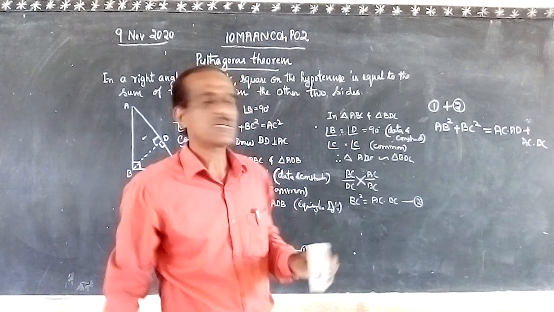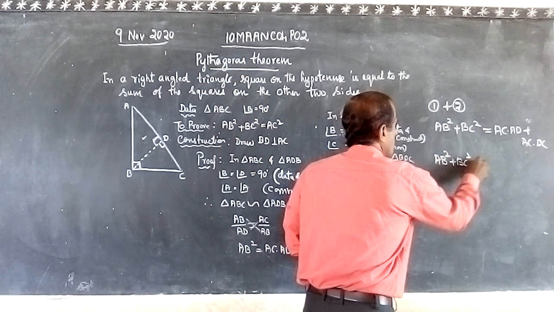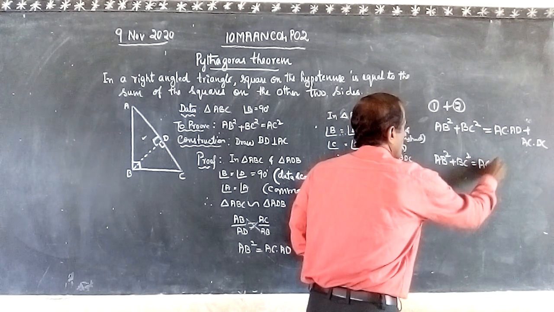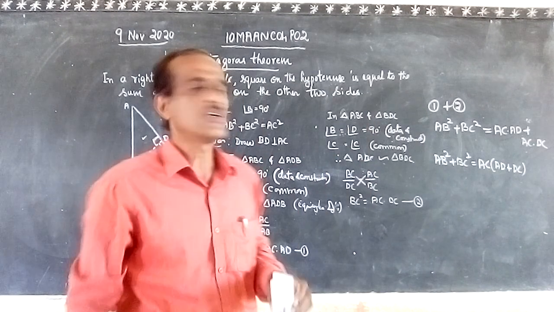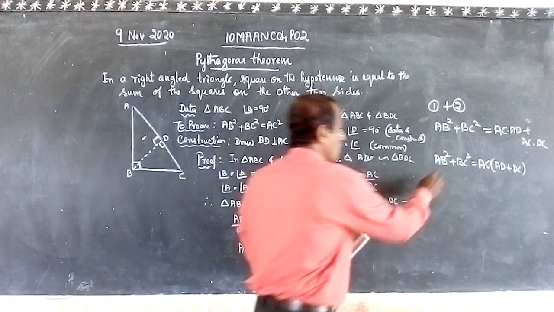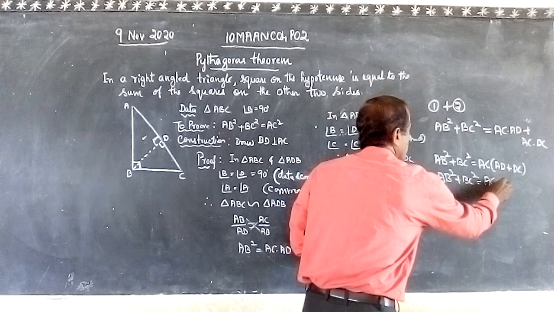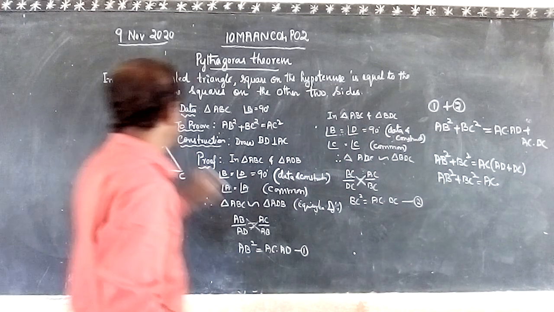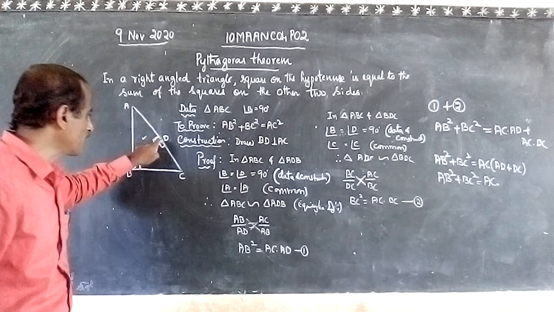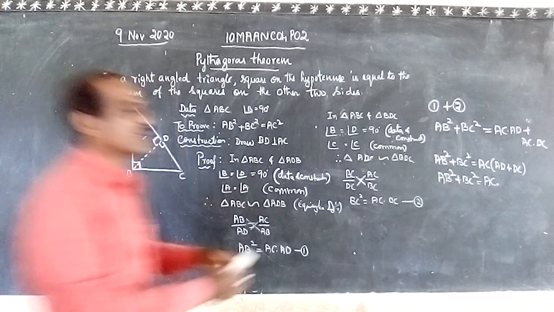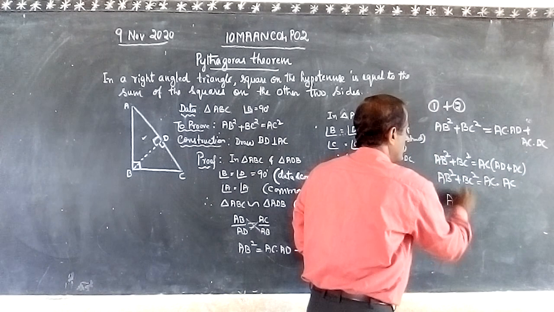Correct? Therefore, AB square plus BC square is equal to, AC is common in both, AC into AD plus DC. See, AD from here to here, DC from here to here. How can you write them together? AD plus DC is equal to AC. So AC into AC. What is AC into AC?